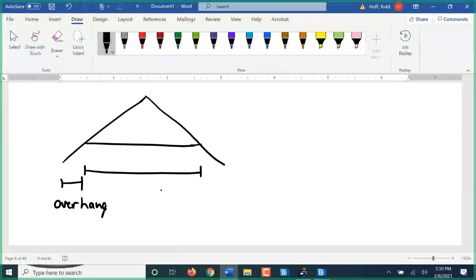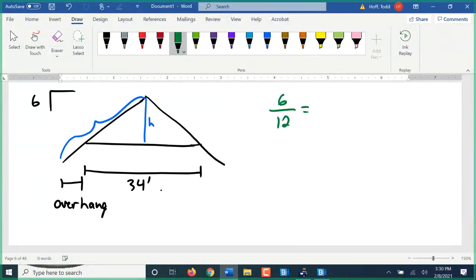So let's take a look at overhangs here. Let's say that we have a 34-foot span with a 6/12 slope. We're going to find the height here and that top chord length. The height is not so bad. The slope is 6/12. What's going to be our other ratio?